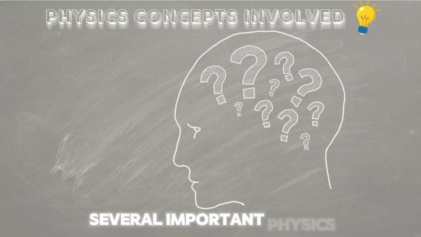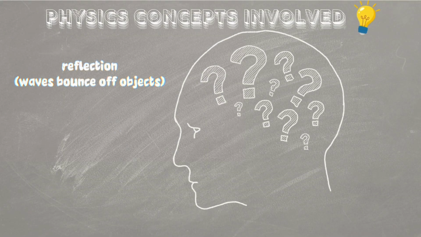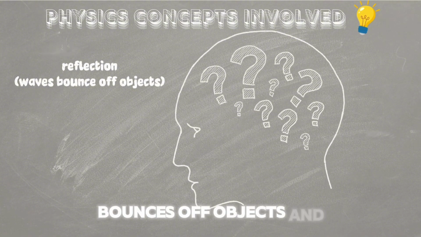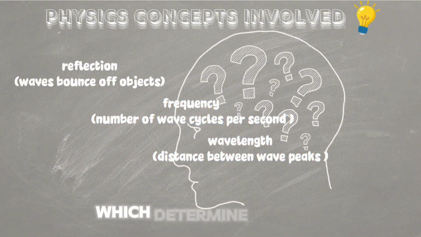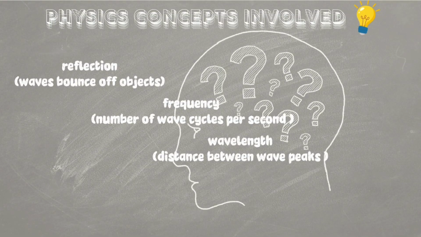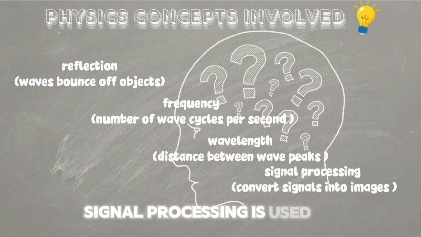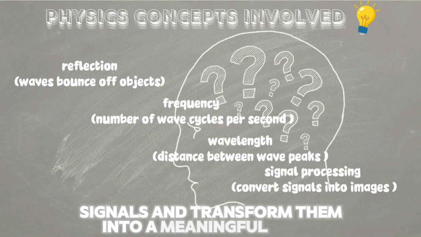Several important physics concepts are involved in radio wave imaging. First is reflection, where radio waves bounce off objects and return to the receiver. Next are frequency and wavelength, which determine how the wave behaves and the level of detail that can be detected. Finally, signal processing is used to analyze the reflected signals and transform them into a meaningful image.